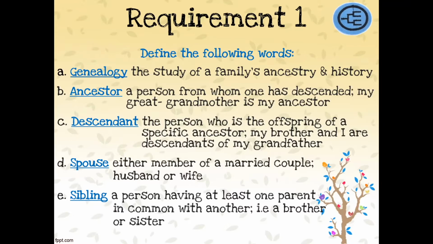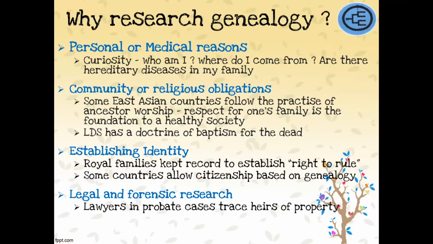A spouse is either member of a married couple. So my spouse is my husband. If I was talking to a man, he'd say my spouse is my wife. So it's either the husband or the wife of the couple. A sibling is a person having at least one parent in common with another. So I have one sibling, I have one brother. Some of you may have lots of siblings, you may have many brothers and many sisters. So you will have many siblings.